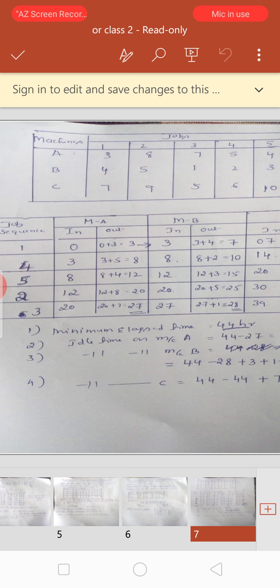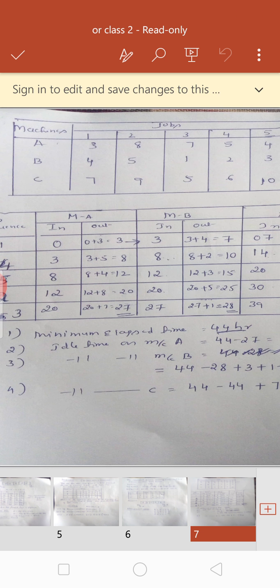Just look into your original table. Third, see here, 5 hours. Machining is 5 hours. Nothing but 20 plus 5 is equal to 25 hours. Next, the last job that is going to be received is the third job for machine B. See, when it comes out of machine A, after 27 hours only, B is going to receive your job.